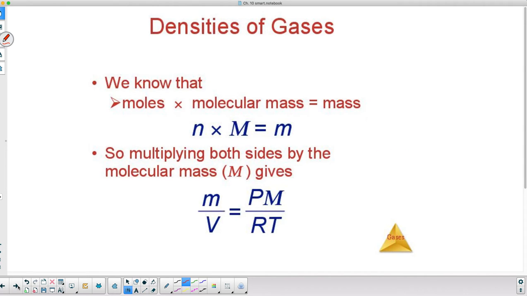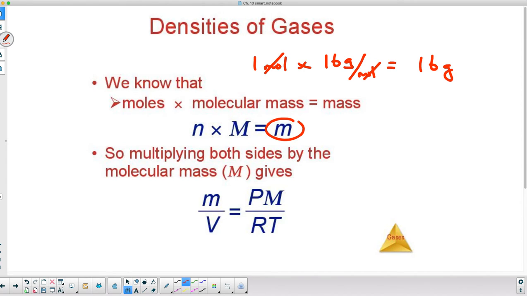Remember that number of moles times molecular mass equals mass. That's like saying I have 1 mole times 16 grams per mole, and that means the moles cancel, and what I'm left with is just 16 grams. Of course, I used oxygen's molar mass for that. We're talking about 1 mole of oxygen.